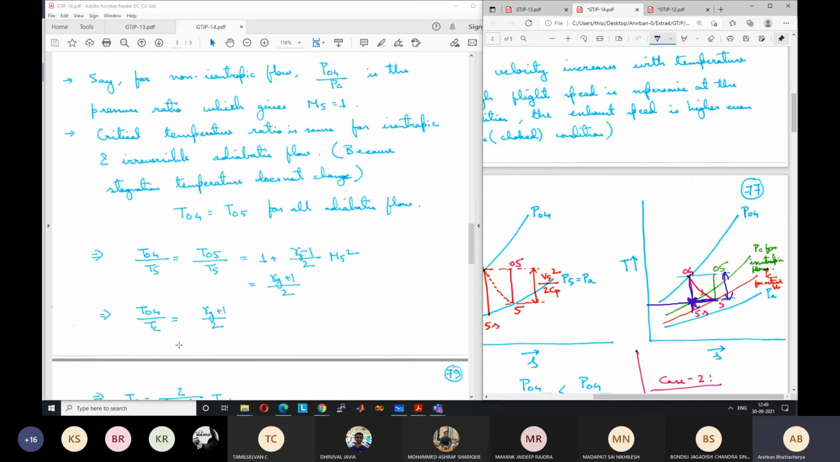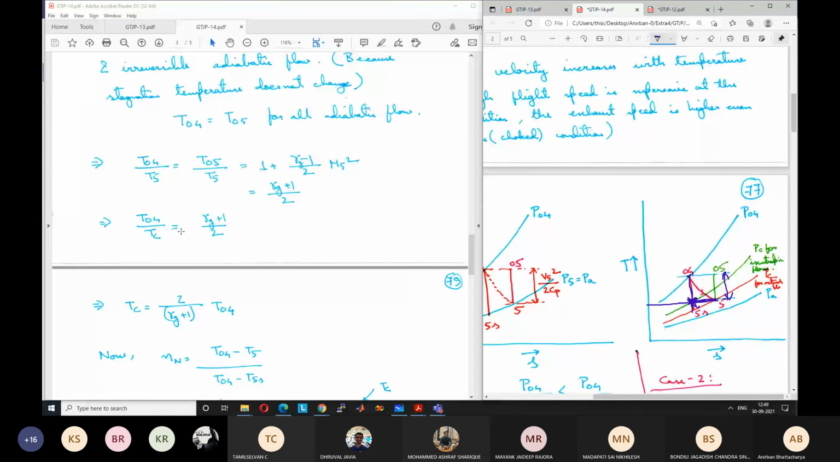We need to calculate P5, that is for sure. Can you say why it is needed? What is our aim? What are we trying to calculate for an engine? Pressure.